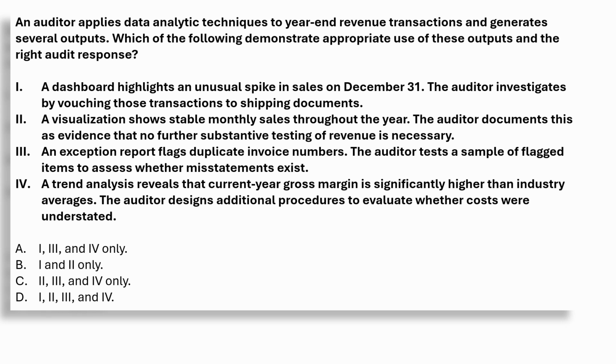A dashboard is a tool to highlight risk, but the auditor still needs to follow through with testing. Investigating December 31 sales by vouching to shipping documents is exactly how you connect analytic red flags to substantive audit evidence. Statement 2. A visualization shows stable monthly sales throughout the year. The auditor documents this as evidence that no further substantive testing of revenue is necessary.